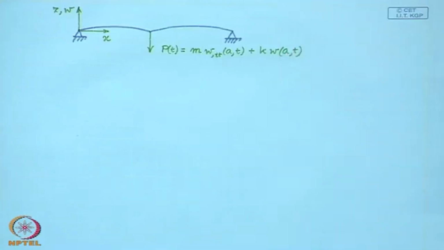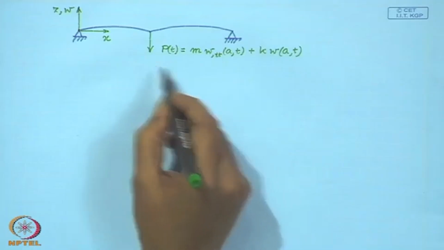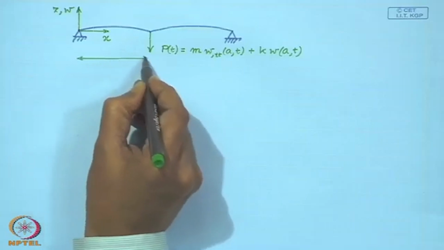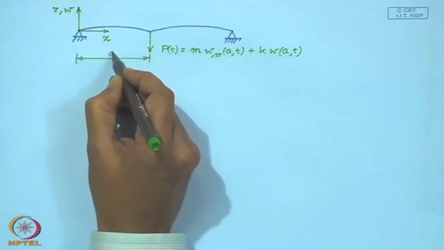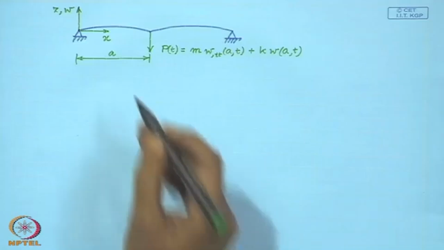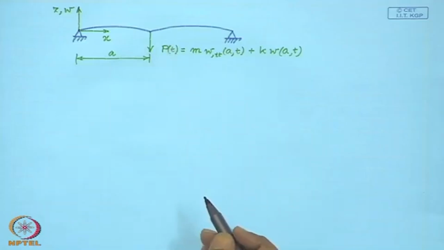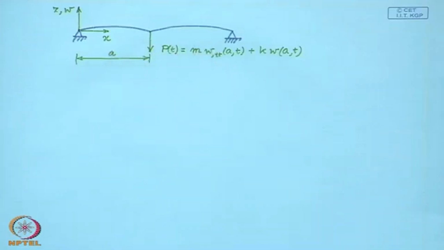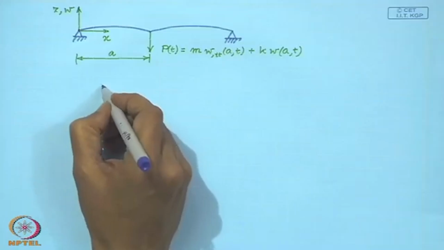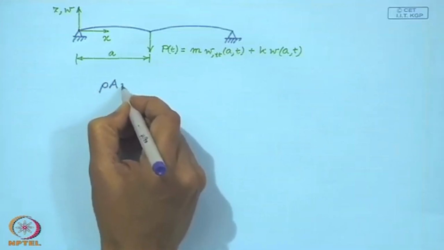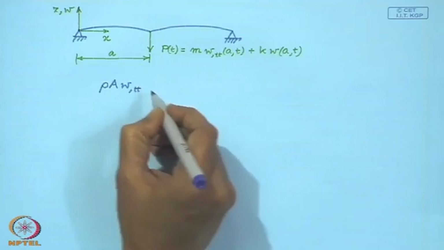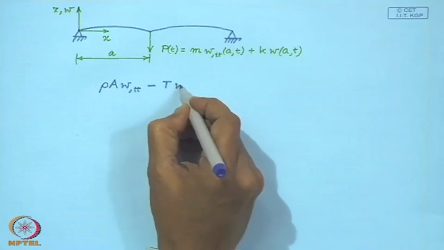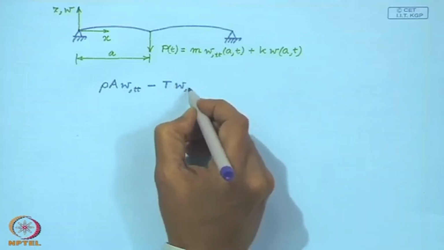So, this is our picture. So, this is a concentrated force acting at a location A. Now, remember that when we wrote out the equation of motion, the transverse motion of a string. So, this equation was, so this is a uniform string with no axial force.